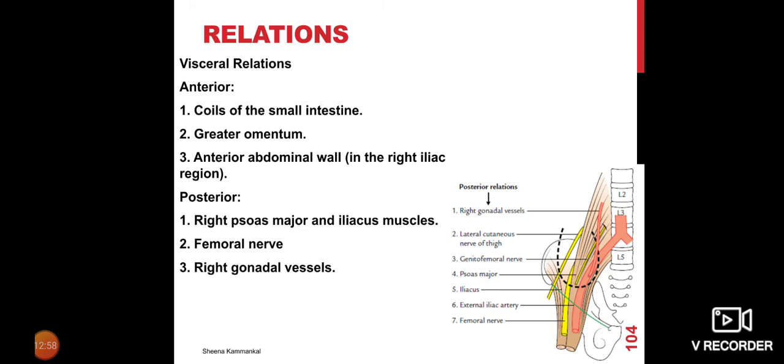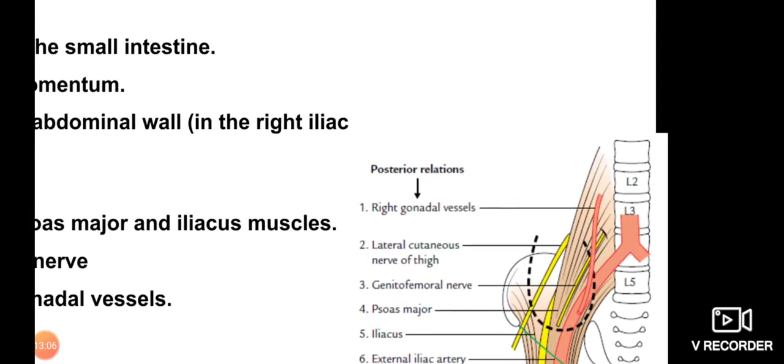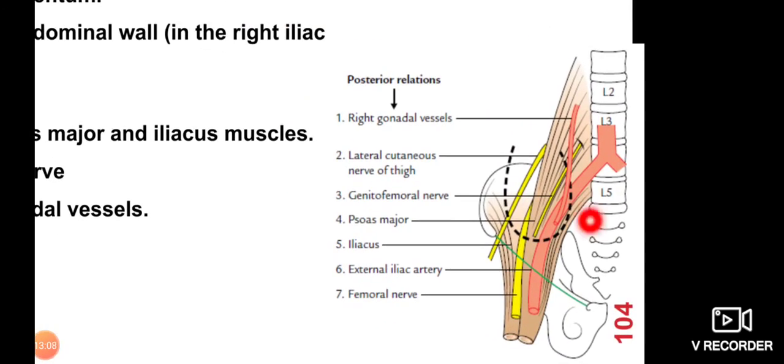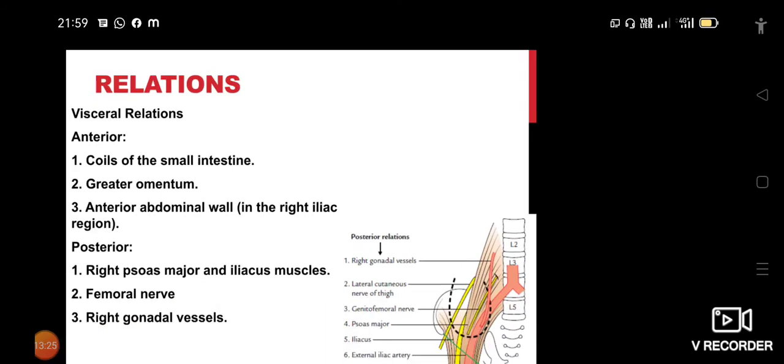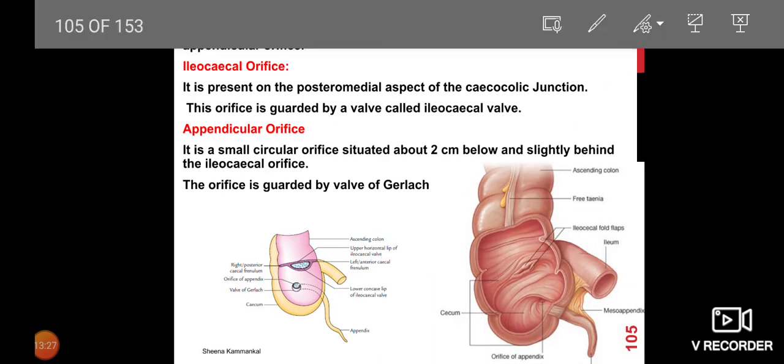So there is an anterior and posterior relation. Anteriorly, coils of the small intestine, greater omentum and anterior abdominal wall. Posteriorly, the psoas major muscle, femoral nerve and right gonadal vessels. Here you can see the psoas major and iliacus. This is psoas major, this is the iliacus muscle. In between there is the femoral nerve, coming posteriorly. Then these are the right gonadal vessels. The posterior relation is given there.